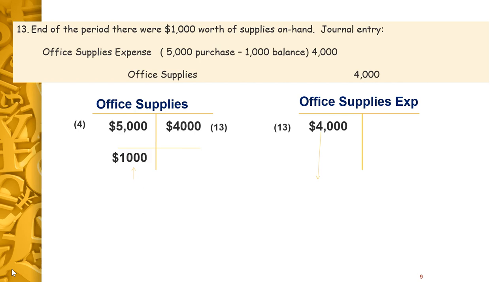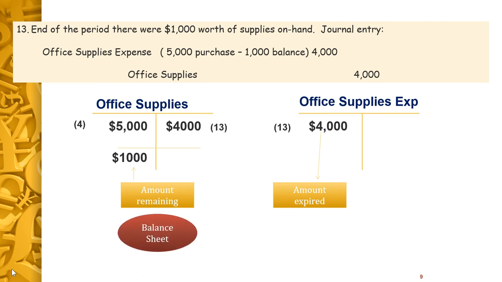And now we have $1,000 in office supplies, and we have used $4,000. So that's our remaining amount, and that's the amount that we've consumed. And this is the balance sheet, and this is the income statement.